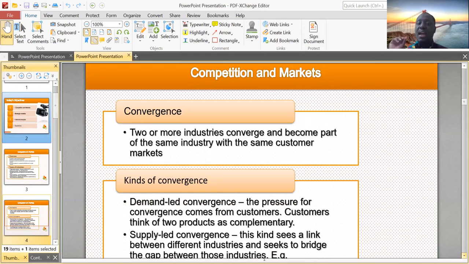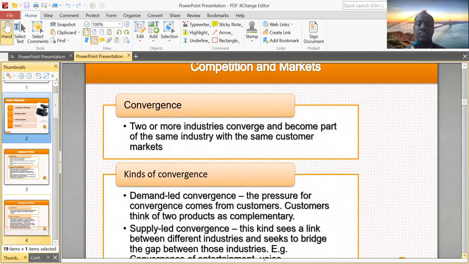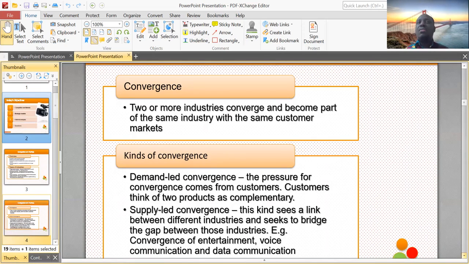Then there's a concept under markets and competition that we need to understand, which is called convergence. This is where 2 or more industries converge and become part of the same industry with the same customer market. So it's 2 or more industries coming together, converging and becoming part of the same industry. That's the definition of convergence. It's possible to see 2 or more industries come together and become the same industry, and sell to the same customer markets.